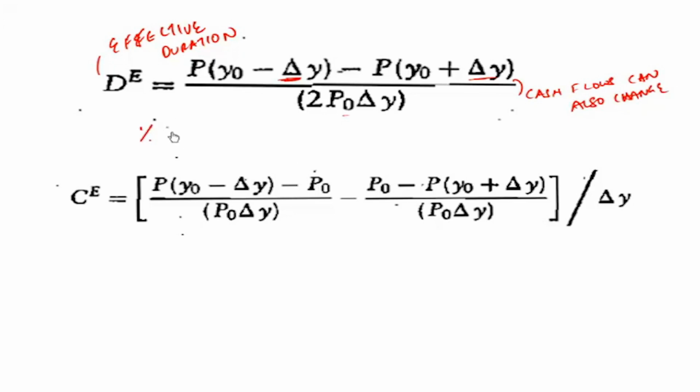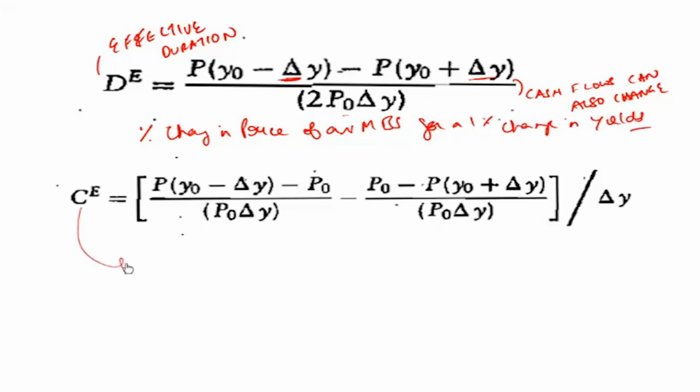Once again, percentage change in the price of a mortgage-backed security for a 1% change in interest rate or yields. Effective convexity similarly is defined as the change in duration for a 1% change in yields.